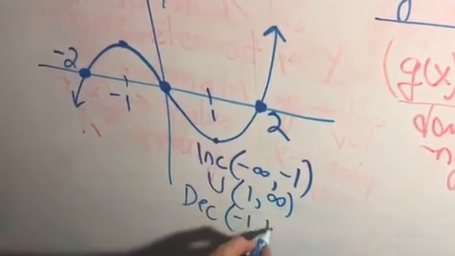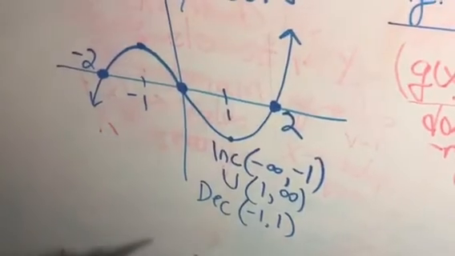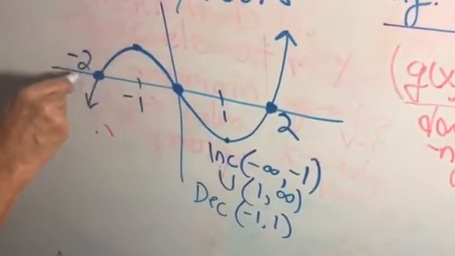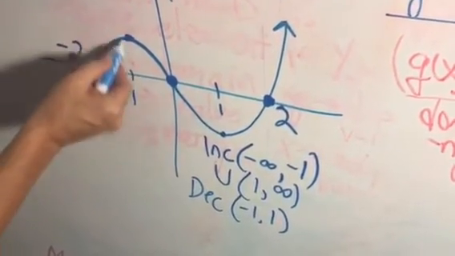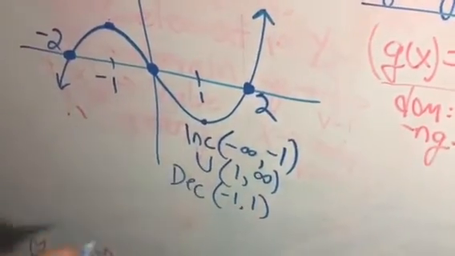Now notice that we only use the x-coordinates when we indicate our intervals for increasing and decreasing. I don't say it's increasing from -infinity to -1, 1, or whatever that point happens to be. We only use the x-coordinates.